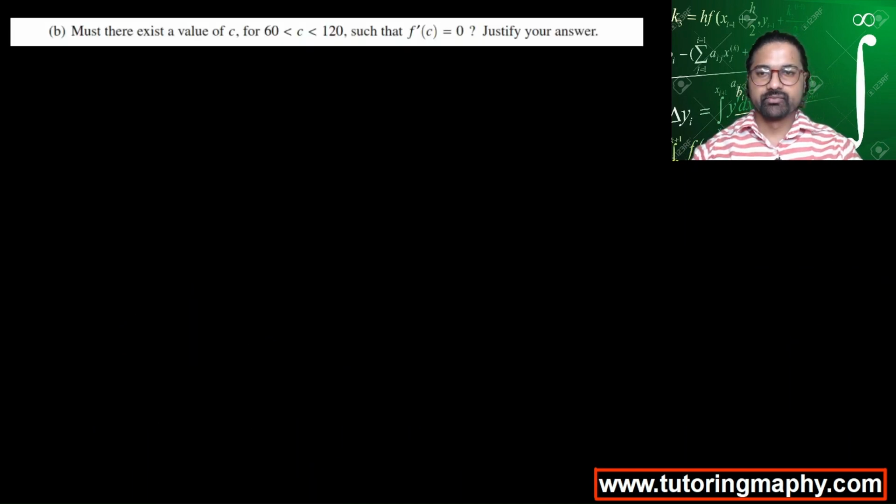Let's move on to question number 2. Now they're asking: must there exist a value of c, for c between 60 and 120, such that f prime of c is 0? Justify your answer. This is a classic case of Rolle's theorem.